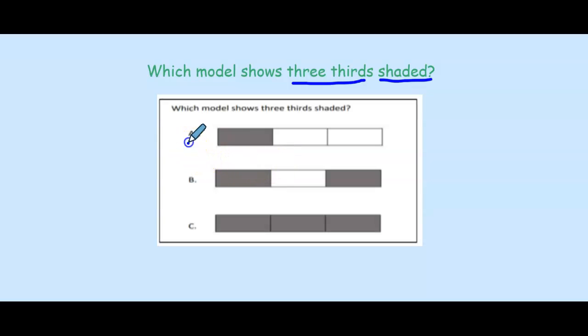That's right, boys and girls. It's not A because only 1 part is shaded. It's not B because only 2 parts out of all 3 parts are shaded. So it is C. We have 3 parts shaded out of 3 partition parts. So this is the figure that shows 3/3.